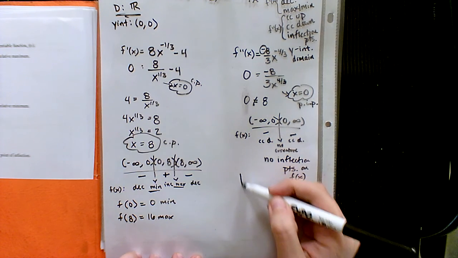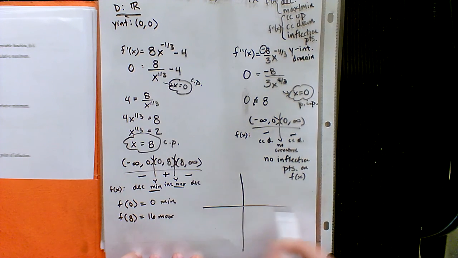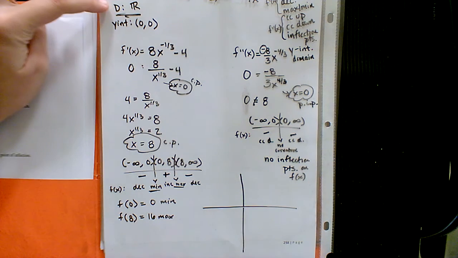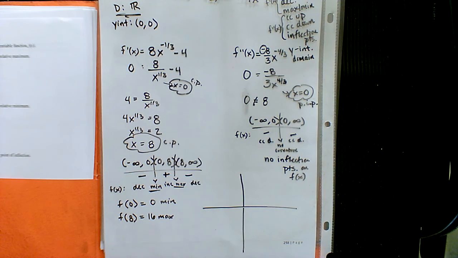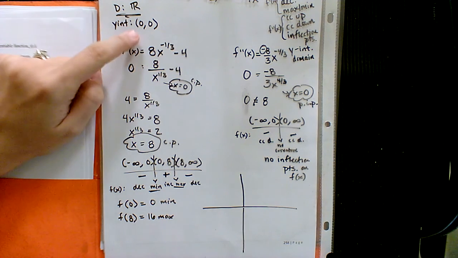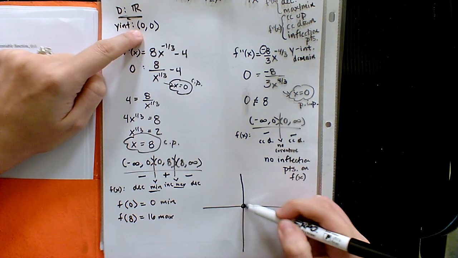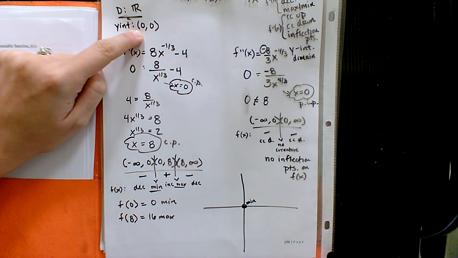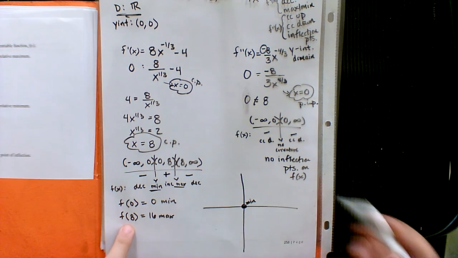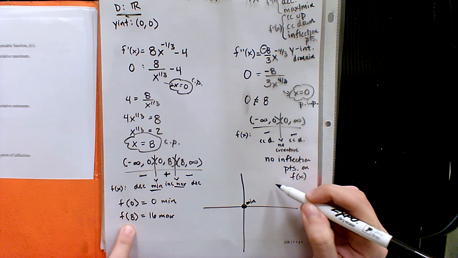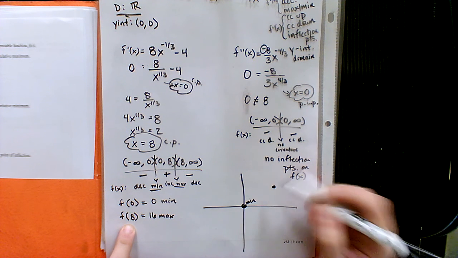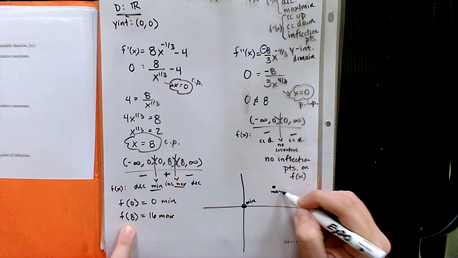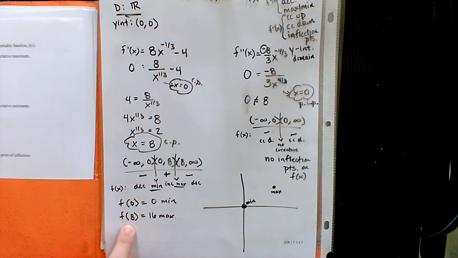All right, let's graph it. All right, domain, all real numbers, so no holes, no jumps, no asymptotes. Y-intercept at the origin, and this happens to be a min. We have a maximum at 8, 16. So I'm just going to roughly put that here. Okay, we know that's a max.